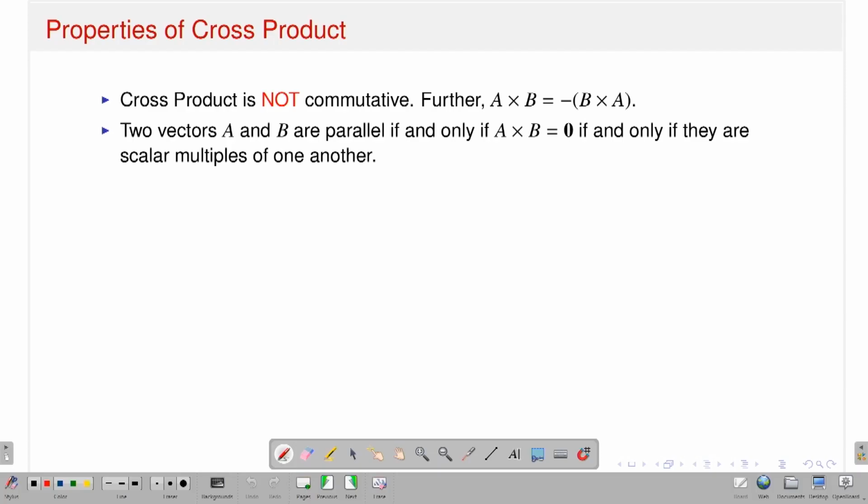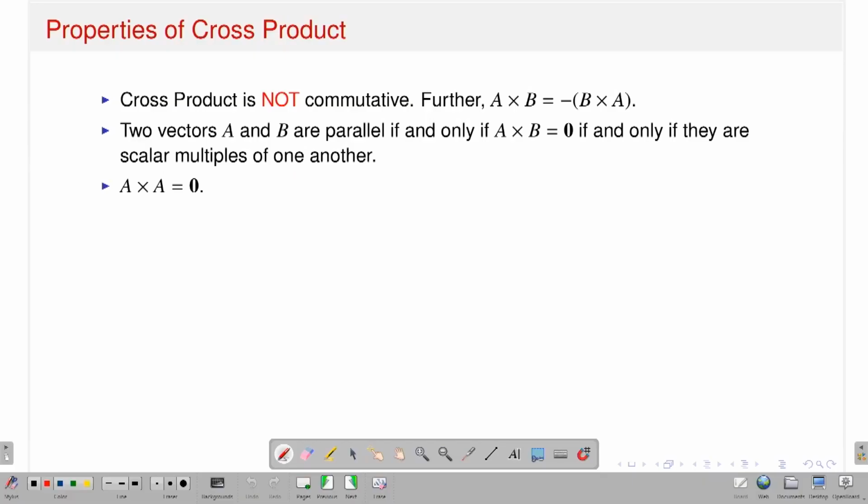If two vectors A and B are parallel, then what will happen? In this A cross B determinant, two rows become basically one a scalar multiple of the other row, and hence the determinant becomes 0. So, that yields that two vectors A and B are parallel if and only if the cross product A cross B is equal to the 0 vector, if and only if they are scalar multiples of one another. Next property: if we do the cross product of A with itself, then it becomes the 0 vector, because two rows are identical in that determinant and hence the determinant value is 0.